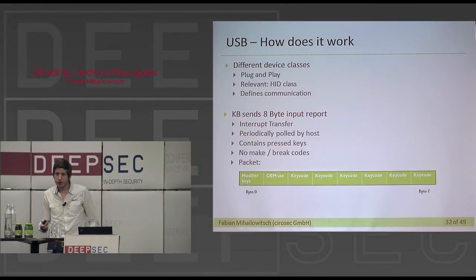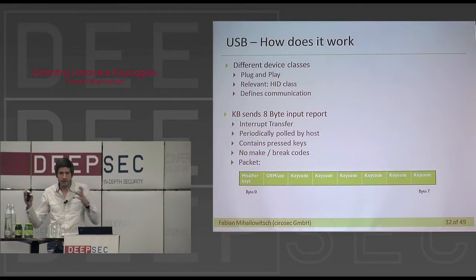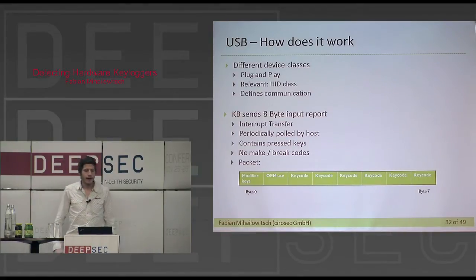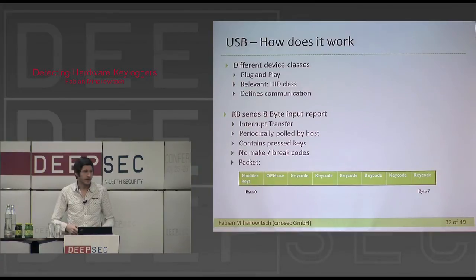The 6 key code bytes are also the reason why you can only press 6 keystrokes on a USB keyboard simultaneously, because the package just takes 6 keys. And that's it. We have no make codes, no break codes. Once a key is pressed, it is in that package. Once it isn't pressed, the entry is just zeroed.